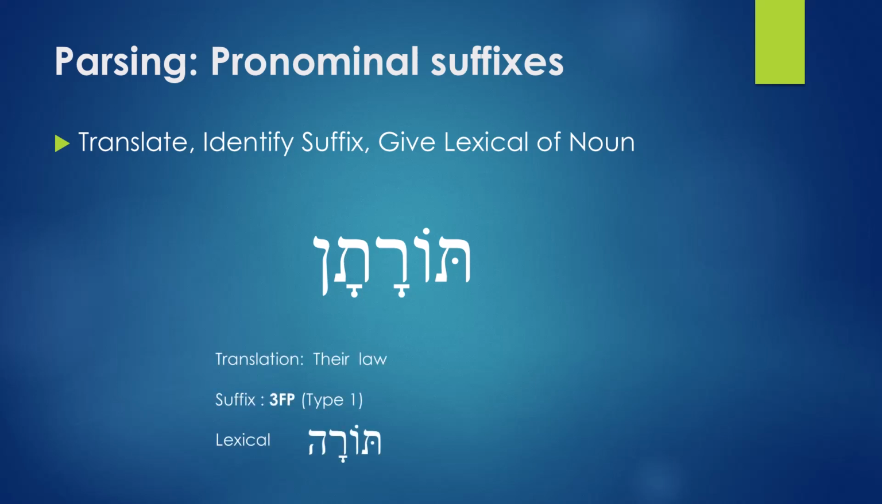Alright, here's the parsing. Toratan is coming from Torah. Torah means law. That an at the end is third person feminine plural, and that's coming from type 1. Again, if it was type 2, it would be maybe kametz yod or patach yod or sere yod. But an is from third person feminine plural, which is translated as their. So it's going to be their law. It's singular. Law singular. Why? Because type 1, singular noun. Their law.